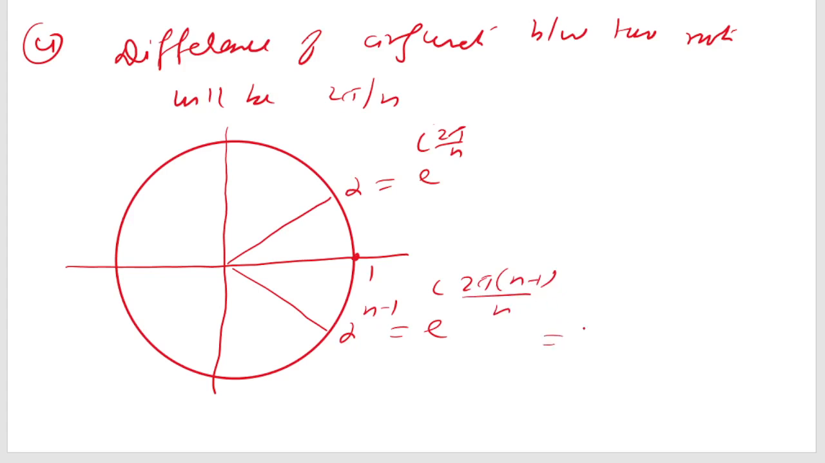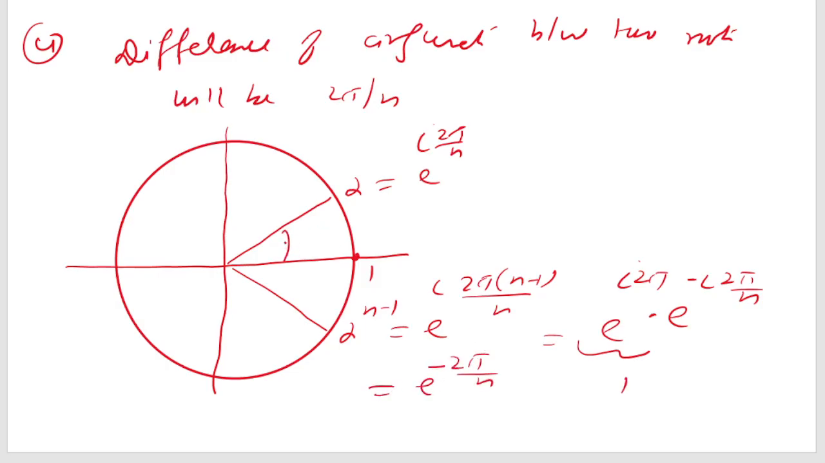And if you clearly solve, we get e to the power i 2 pi into e to the power minus i 2 pi by n. So e to the power i 2 pi is nothing but cos 2 pi plus i sin 2 pi, they turn out to be 1. So ultimately alpha to the power n minus 1 is nothing but e to the power minus i 2 pi by n.